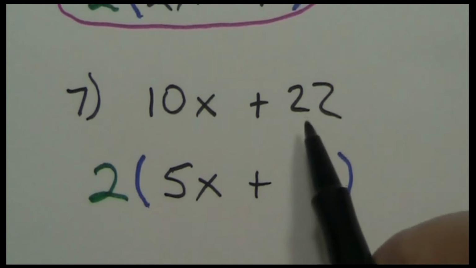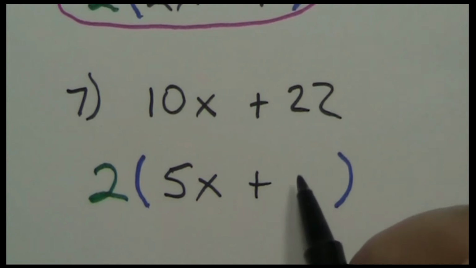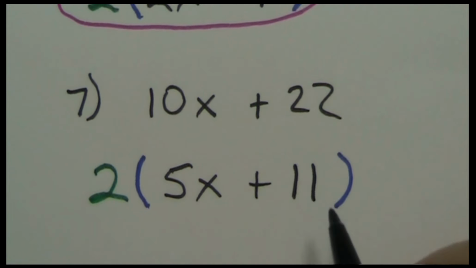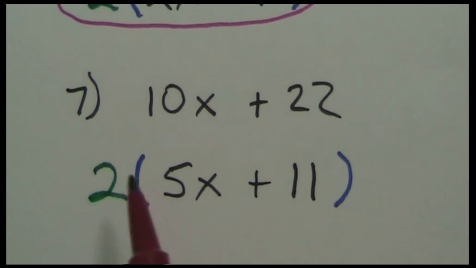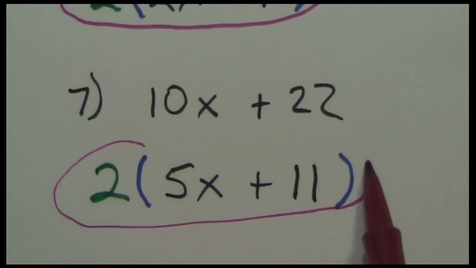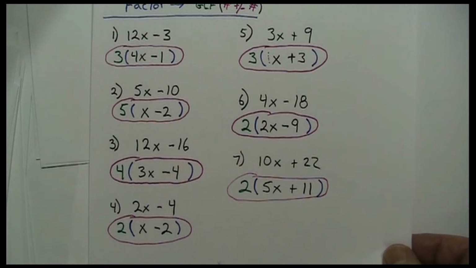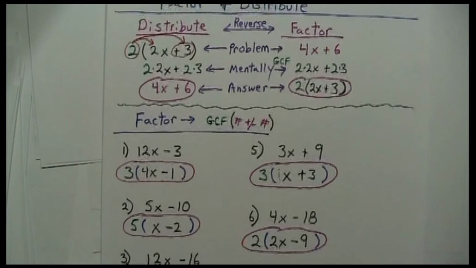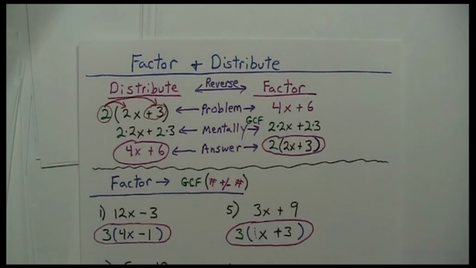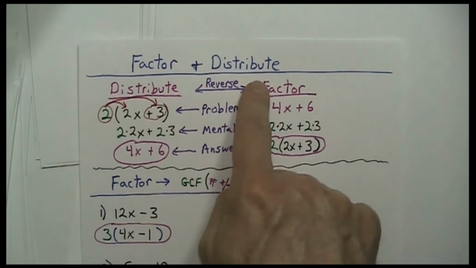2 times something is 22. 11. And that is our answer. We just factored. We factored out a 2. And that's all we can do to that. So now you know the difference between factoring and distributing.